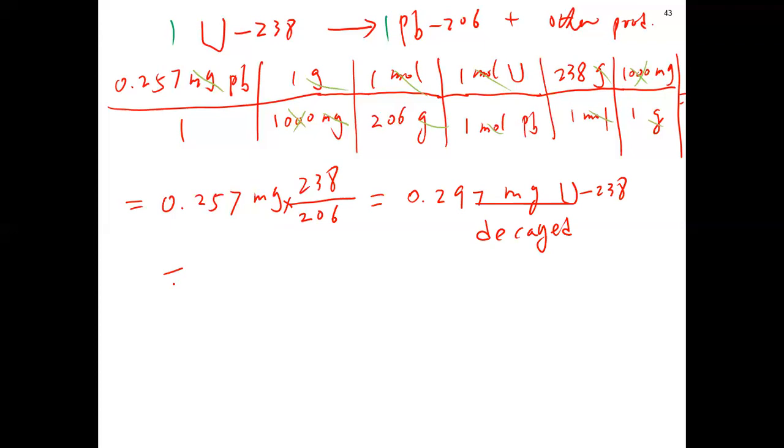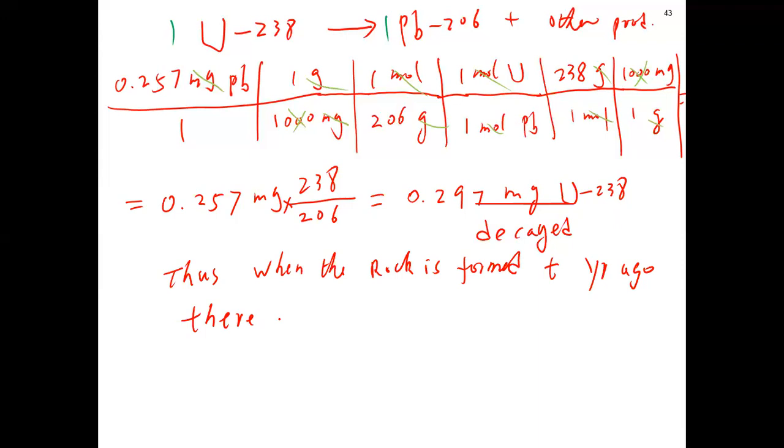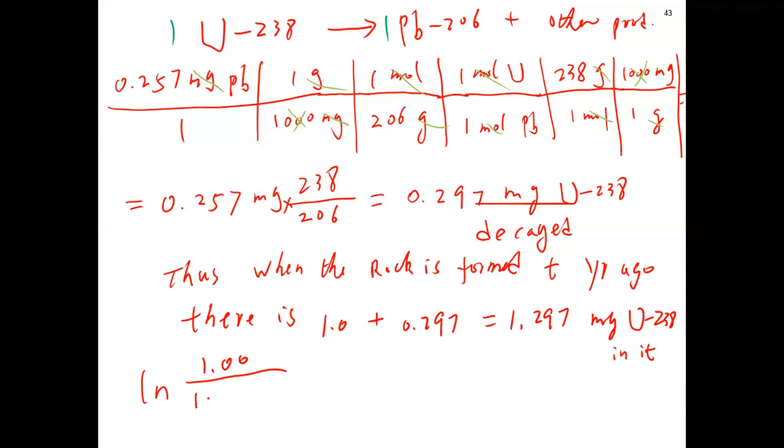Okay. So therefore, when the rock is formed T years ago, there is 1.0 plus 0.297 equals 1.297 milligram of uranium-238 in it. Okay, so today there's only 1 milligram. So that's mass T. T years ago we have 1.297.